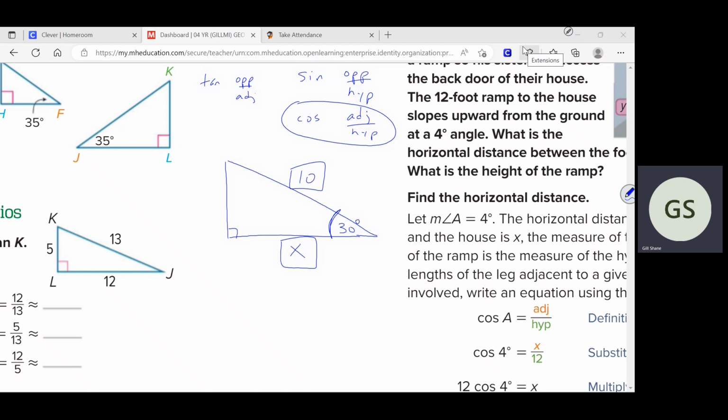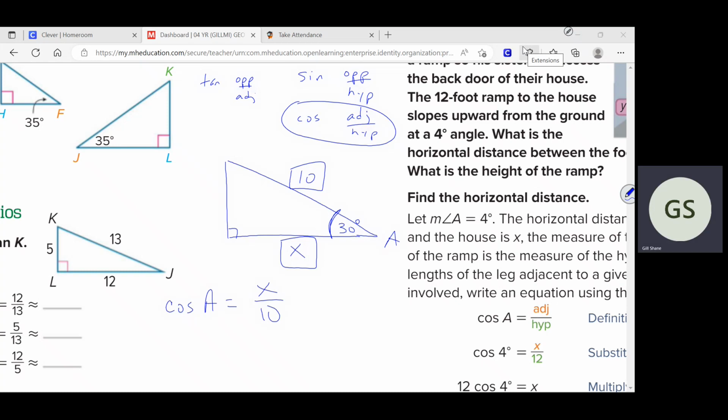So let's write down what the proportion would be. What is the proportion I would write? X over 10. That is correct. So I'll say that's angle A. Cosine of A is X over 10, because X is the adjacent relative to this angle, and relative to that angle, 10 is the hypotenuse.